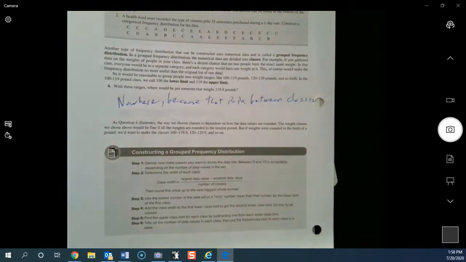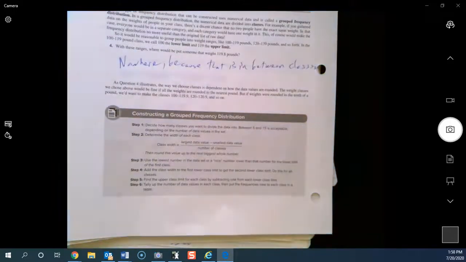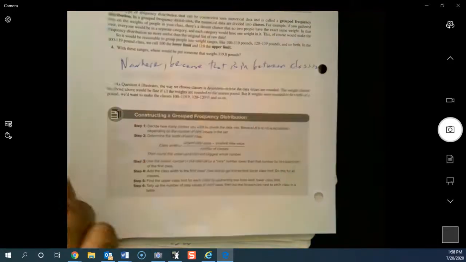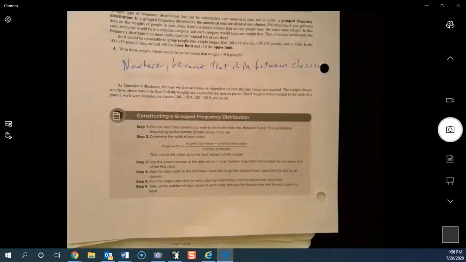Now it says constructing a group frequency distribution. Now this is very important, especially when you're making your note sheet. So it says here, decide how many classes you want to divide the data into. Between 5 and 15 is acceptable. So we want the data to be divided no lower than 5 classes, but no more than 15.